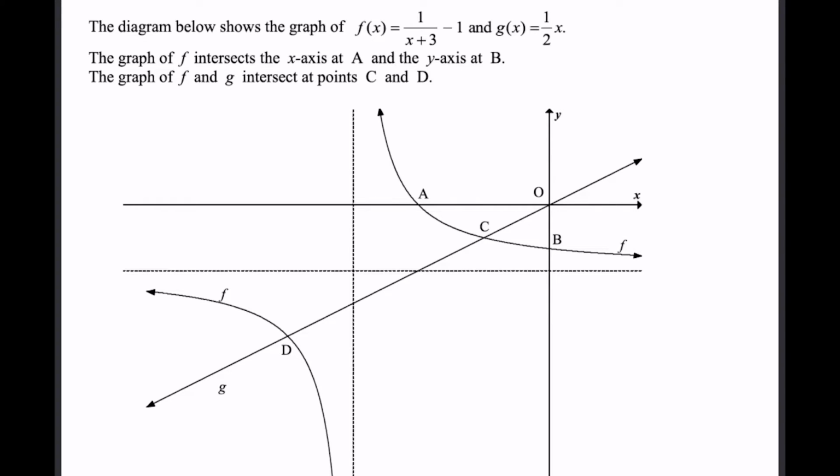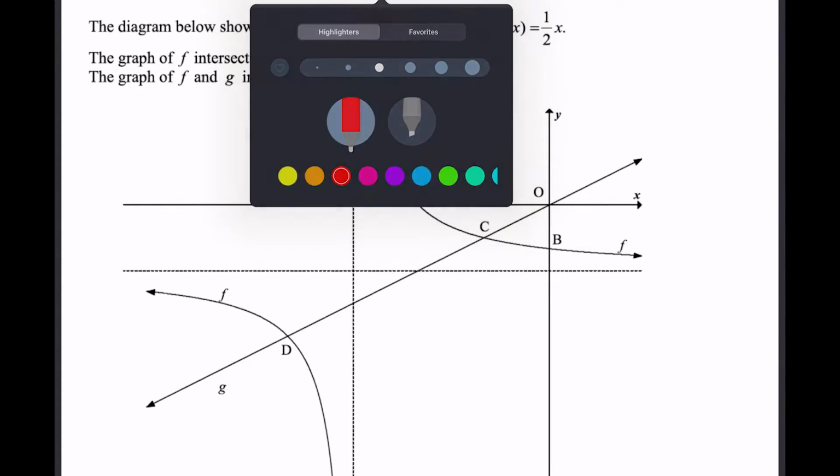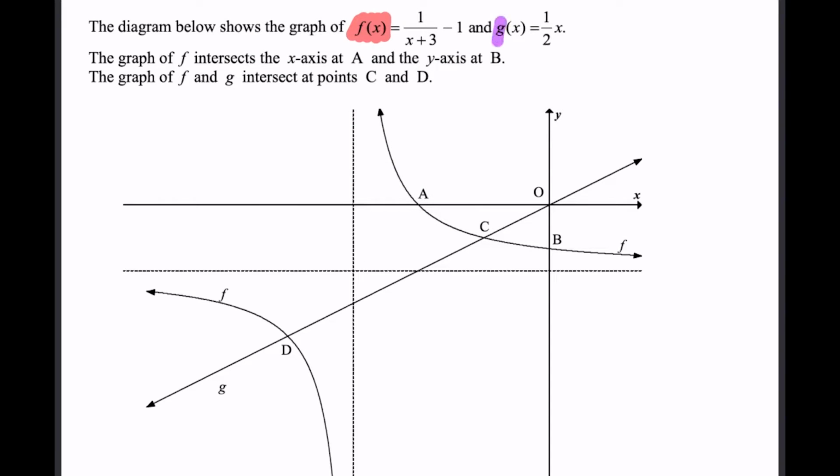So if we pause real quick on this information that we were given, our f(x) equation, 1/(x + 3) - 1, I can tell that this is a hyperbola. Why? Because the x is in the denominator. And g(x) = 1/2 x, I know that is a linear graph, or a straight line graph. If I look at my g graph over here, I can see that it intersects at 0. So the y-intercept is 0, and do you agree that we could always add a plus 0? It's actually 1/2 x + 0.